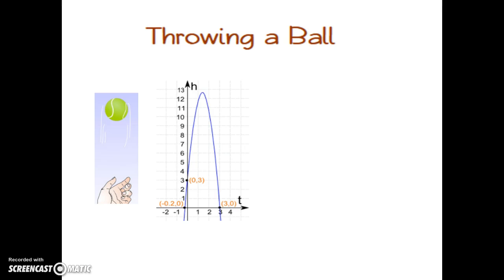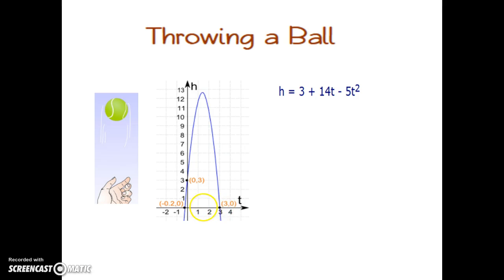This particular parabolic shape has the equation h equals 3 plus 14t minus 5t squared. h represents the height of the ball, t represents the time that has transpired. We can look at this graph and notice that at 3 seconds, the ball hit the ground.